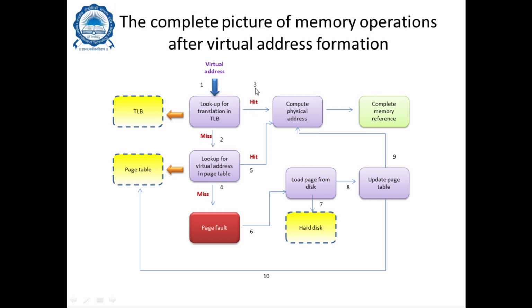Or if you have a hit in step number 3, then it computes the physical address and forms the complete memory reference. And once this lookup for the virtual address in the page table occurs, and you still do not find the virtual address translation inside the page table, then it's certainly a miss, and that results in a page fault, the red box here, while the lookup for the translation in the TLB is checked inside the TLB cache architecture.